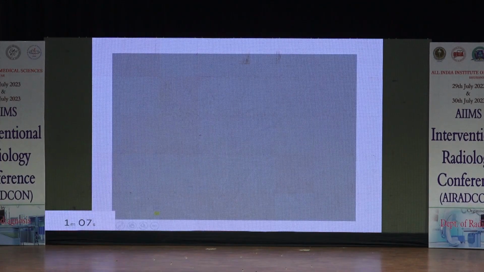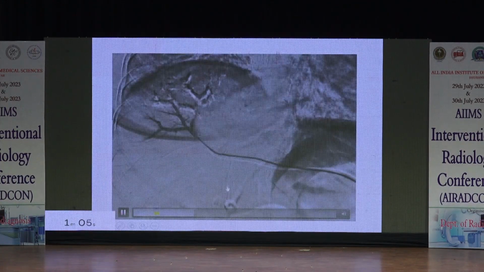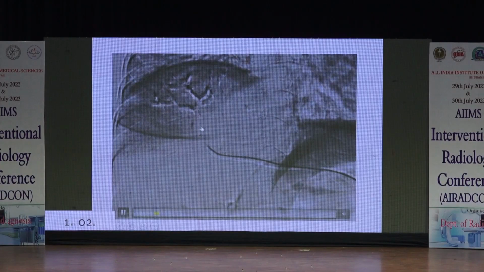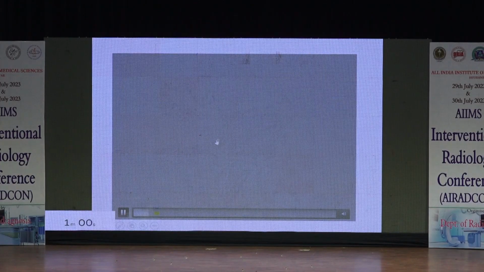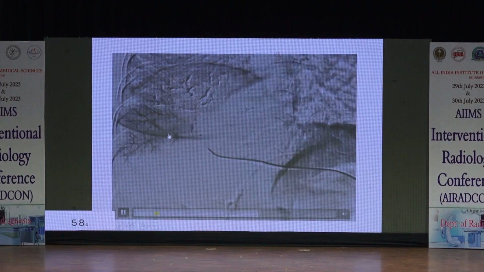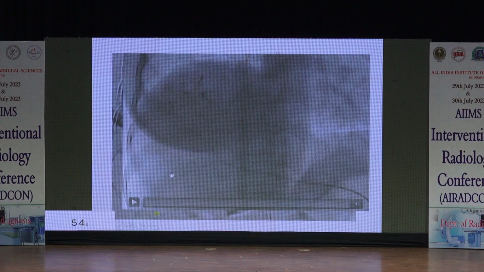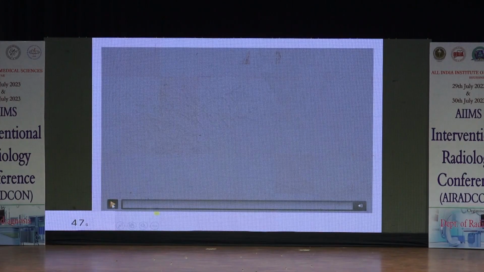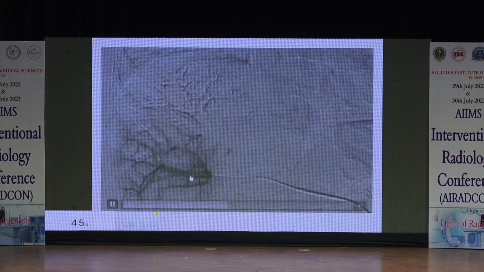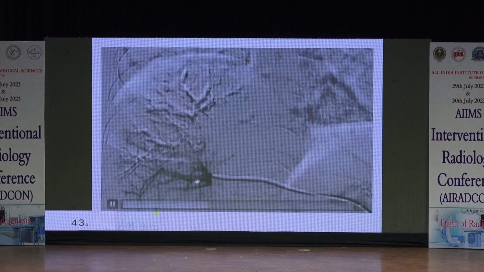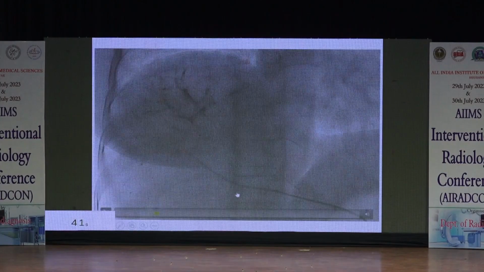Thereafter, we selectively go into the individual segmental branches. It is a run from one segment, and then we inject glue. We use 20 to 30% glue. We mix the glue with lipiodol, make it a 20 to 30% mixture, and start injecting. Similarly, we go to the next segment, take small aliquots of glue and inject.